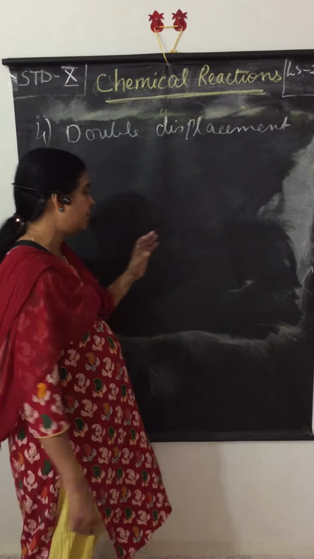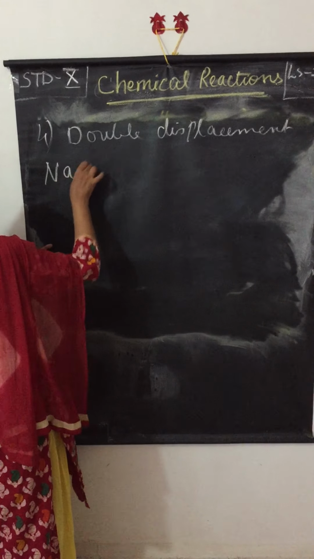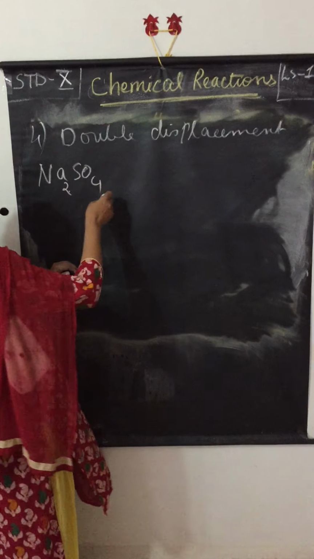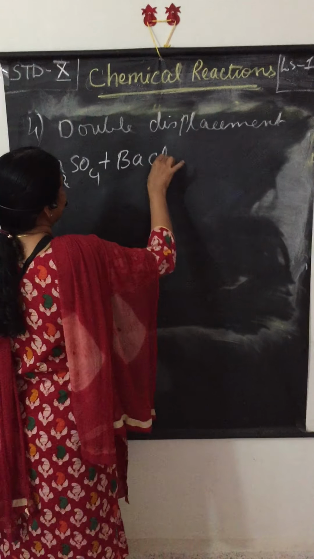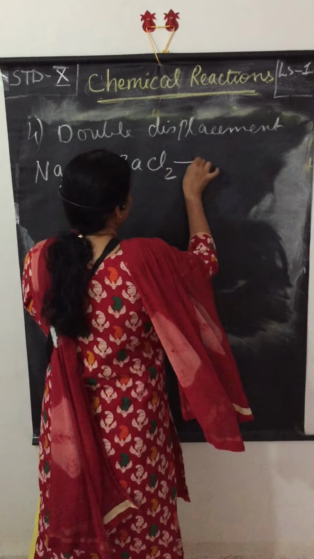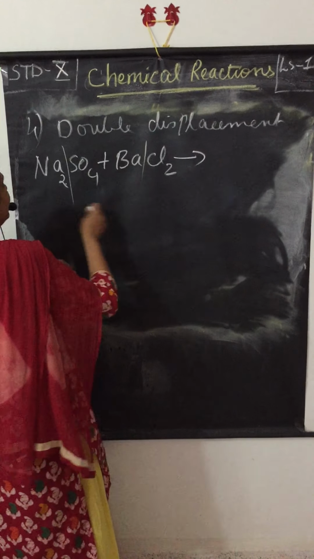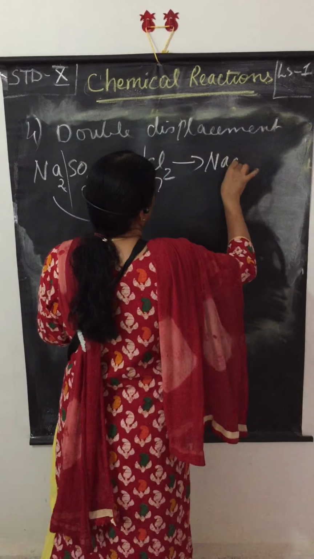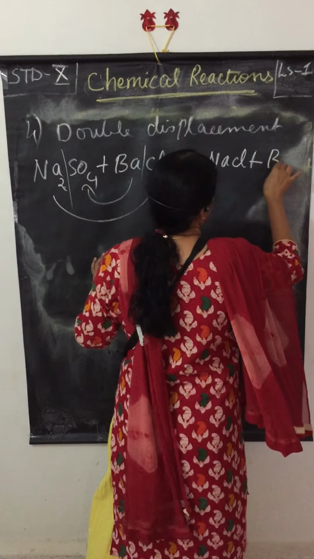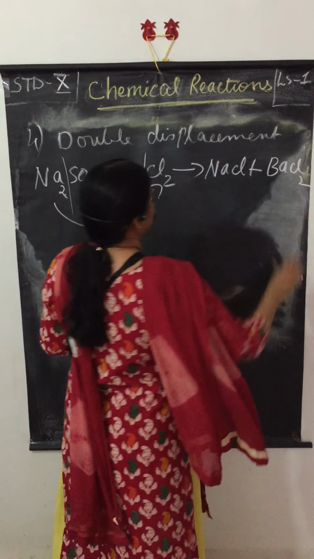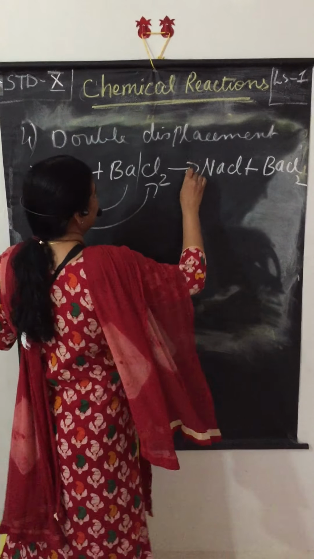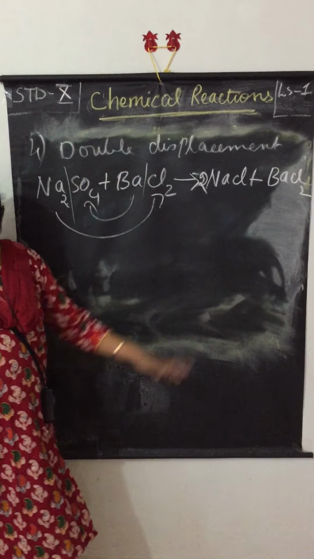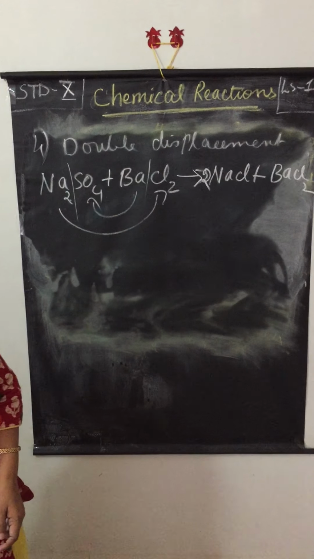Now sodium sulfate: sodium is Na, sulfate is SO4, the valency of sulfate is 2 and sodium 1. Barium chloride is BaCl2, barium valency is 2, chlorine 1. So you can split and write. If you don't know how to write the compound, you can see that sodium will combine like this, sodium chloride plus barium sulfate. After that, balance the equation. Now you can see 2 sodium atoms there, so you can write 2 over here, and the equation is balanced. So this is called the double displacement reaction.